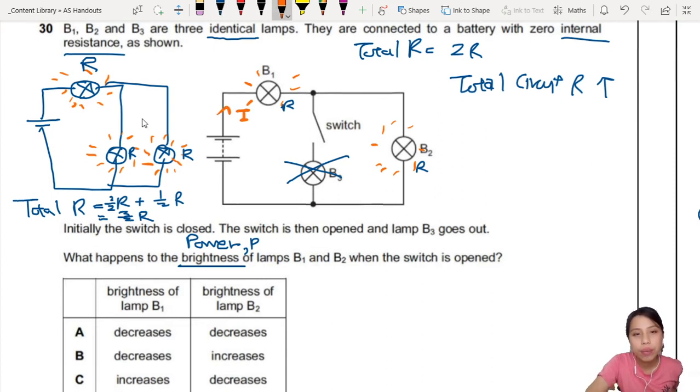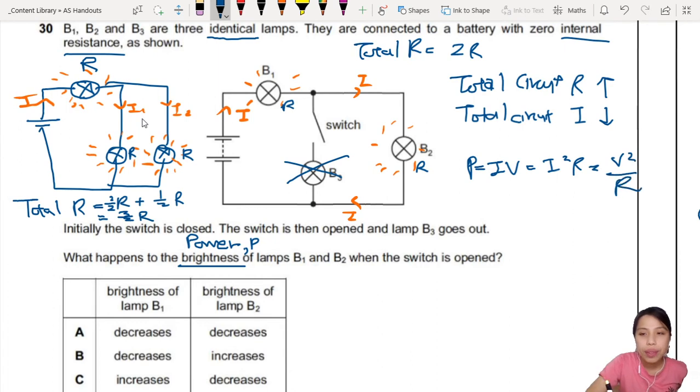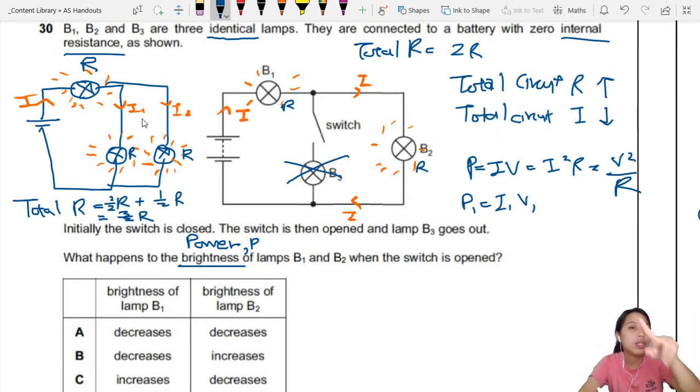If total circuit resistance increases, what happens to the current in the circuit? We consider this the total current I, which splits into I1 and I2. When total circuit resistance increases, the total circuit current will decrease, because more resistance means less current. We know P equals IV, or I squared R, or V squared over R. In this case, you're looking at the power of one bulb. For B1, this will be P1 equals I1 V1: the current through the first light and the voltage across the first light.